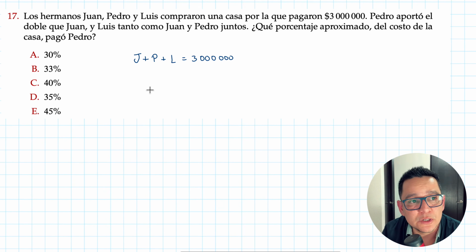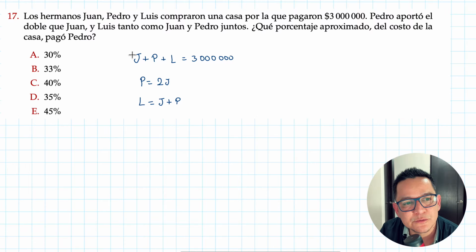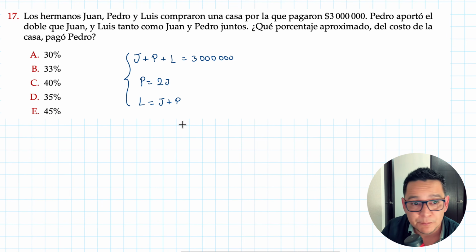Then, it says Pedro contributed twice as much as Juan. So Pedro equals 2 times Juan, right? And then it says Luis contributed as much as Juan and Pedro together. So, in this case, we already have a system of 3 equations with 3 unknowns, right? 1, 2, and 3 equations, and the unknowns are J, P, and L. And they're asking us for the approximate percentage that Pedro paid, so we need to express everything in terms of P. All right, let's do it.